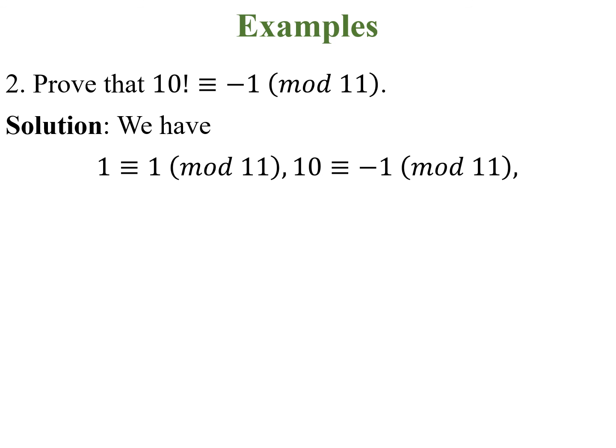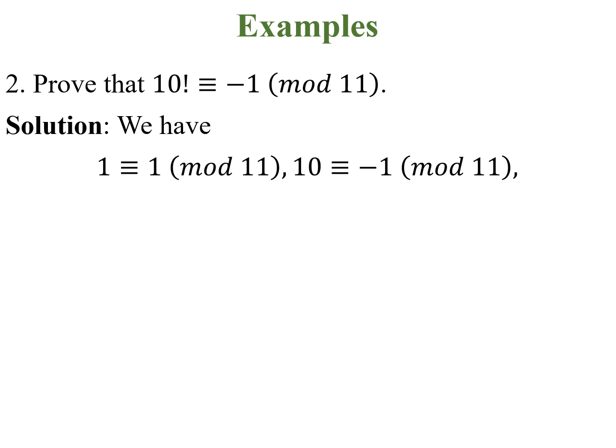We know that 10 plus 1 is 11, which is divisible by 11. So 10 is congruent to minus 1 modulo 11, because 10 minus minus 1 is 10 plus 1, that is 11, which is divisible by 11. So we can say that 10 is congruent to minus 1 modulo 11.